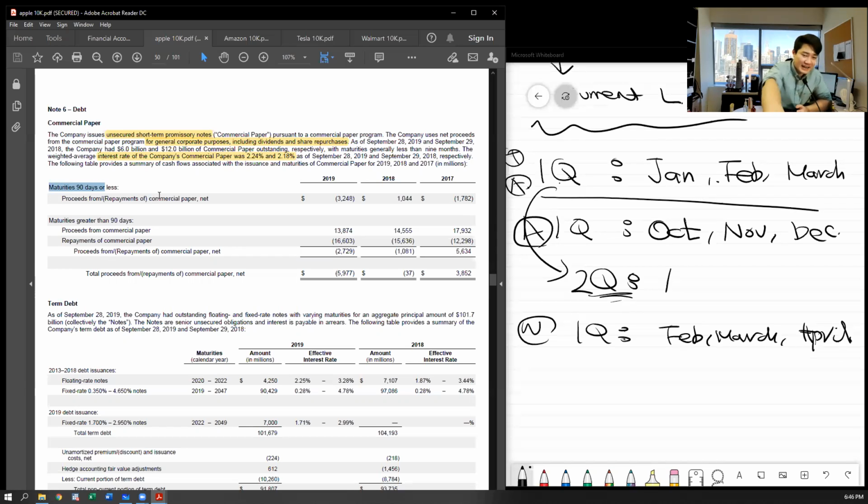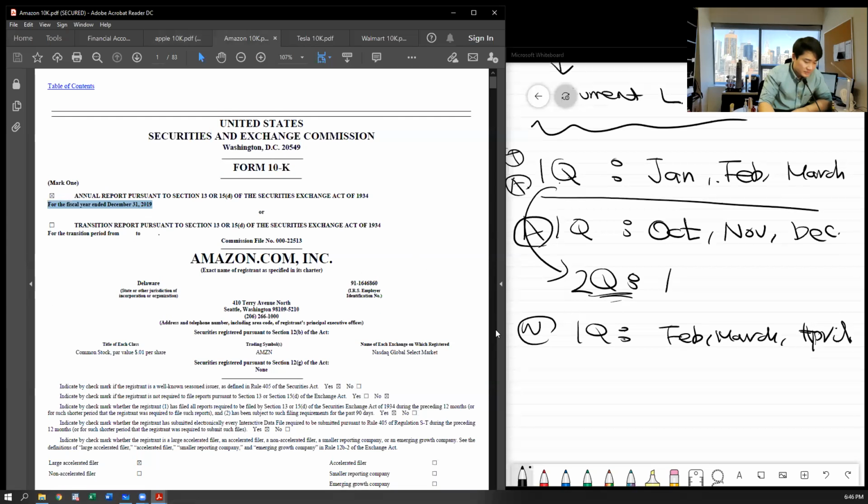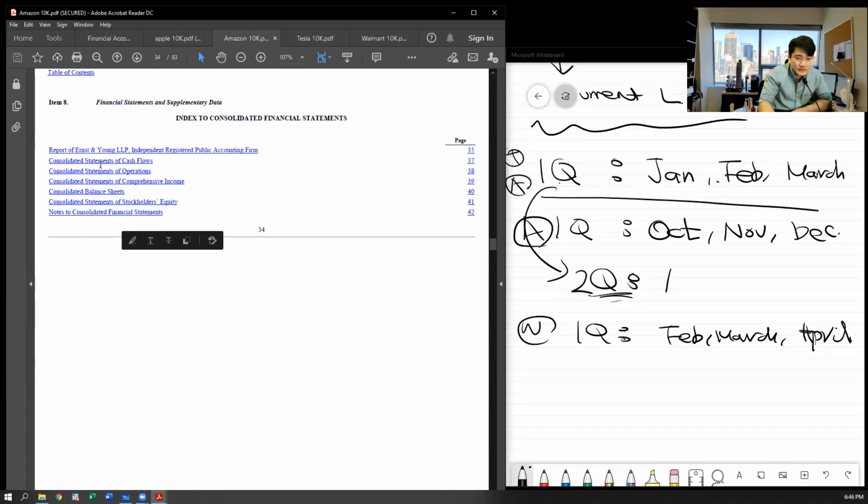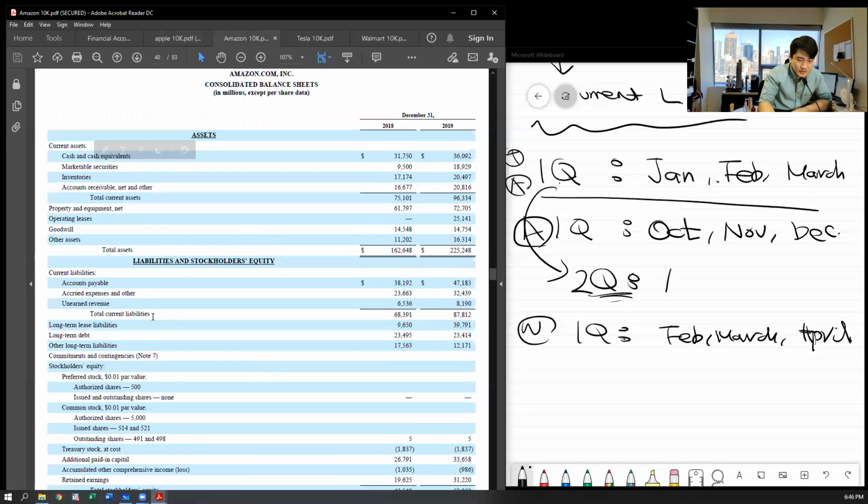But anyways, at the end of the day, commercial papers are short-term borrowings with interest rates, as you can see right here. Usually the due date is within 90 days. Any questions? Anyways, so that was Apple. Let's talk about Amazon. Item 8, balance sheets. For Amazon liabilities, under the current section, they have accounts payable, accrued expenses, and other unearned revenue. Unearned revenue and deferred revenue are the same.